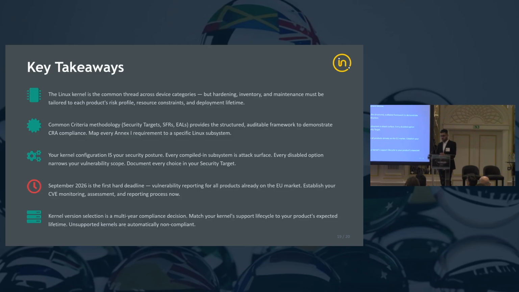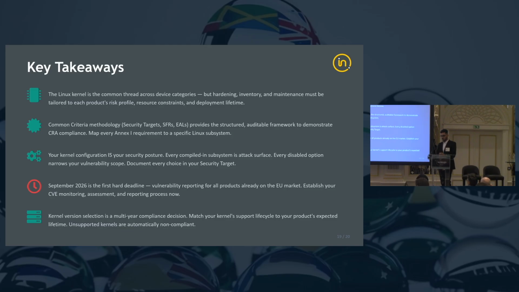The Common Criteria methodology provides the structure. We do not need to reinvent the compliance: define your STs, map your SFRs, and CC should be sufficient for us to provide this evidence. Point 3 is your kernel configuration. This is your most important security document. Every compiled subsystem is your attack surface, and every disabled option narrows your vulnerability scope and reduces your assessment burden as well. So treat your config file with the same rigor as you would your security target.